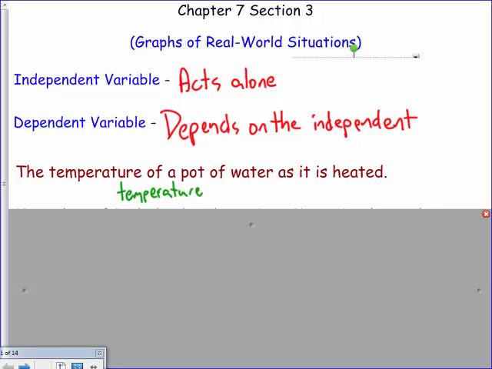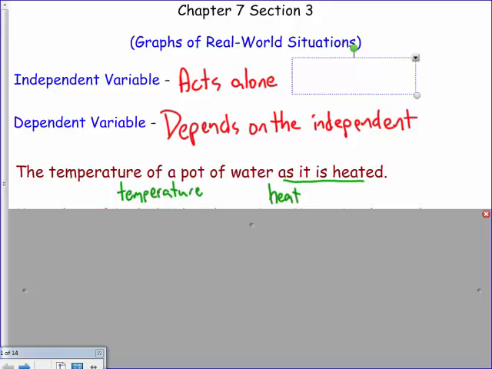So the temperature can increase or decrease, right? Can the amount of water increase or decrease in this situation? No, it just says a pot of water. Could the heat increase or decrease? Yeah, it says as it's heated. So the heat is the other variable, right? Because it's increasing or decreasing.